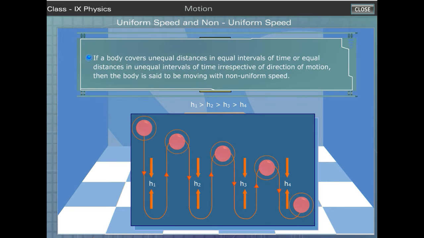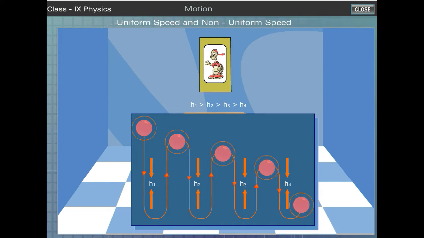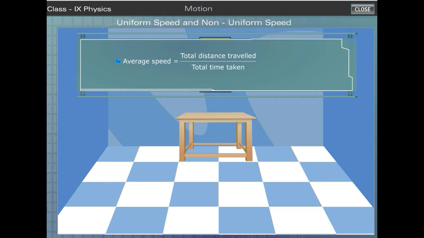Thus, if a body covers unequal distances in equal intervals of time, or equal distances in unequal intervals of time, irrespective of direction of motion, then the body is said to be moving with non-uniform speed. When a body travels with non-uniform speed, then the average speed of the body is given by the formula: average speed is equal to total distance traveled by total time taken.